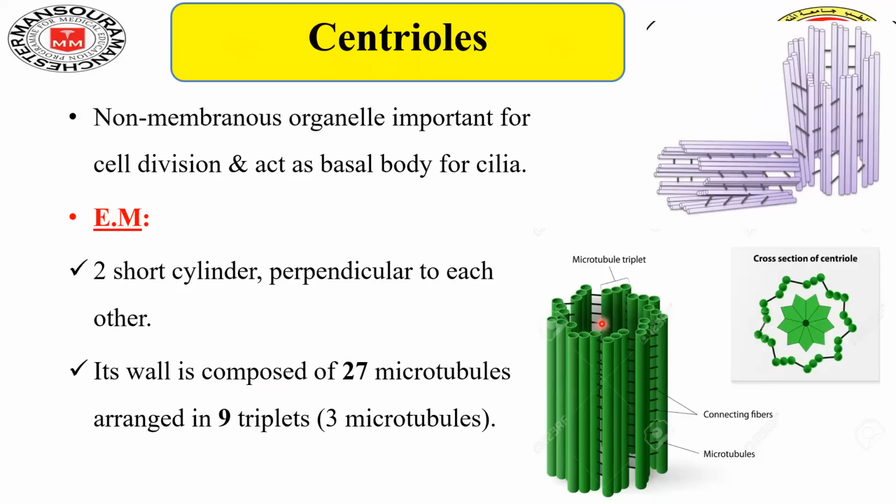Here is the same in another diagram. In the LS, longitudinal section, here are the 3 microtubules, the triplets. We have 9 triplets in the wall of the centriole. And this is a cross section or transverse section. Each circle from these 3 circles represents 1 microtubule. Here we have 1 triplet, and here we have 9 triplets in the wall of the centriole.